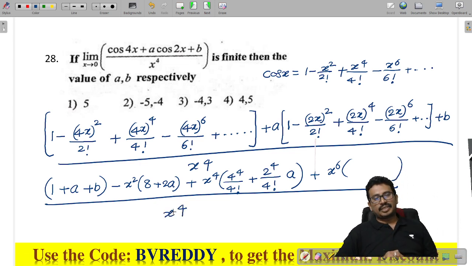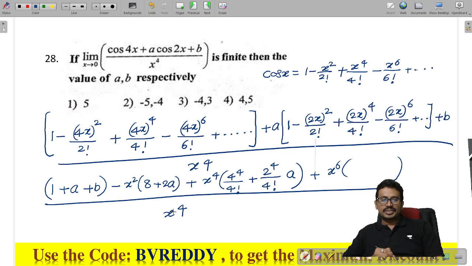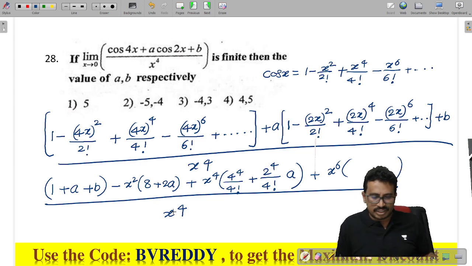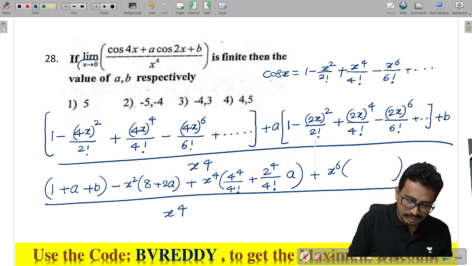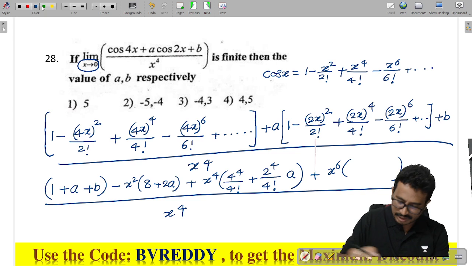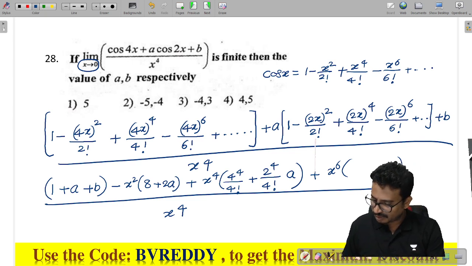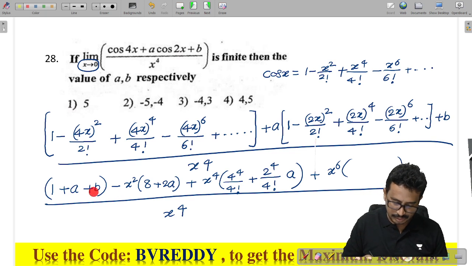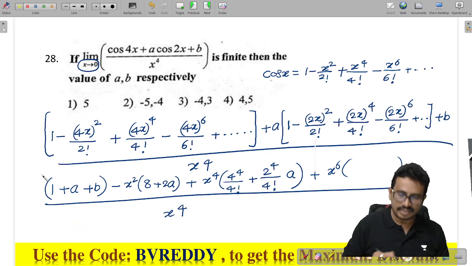Now they are saying that this term must be finite. What they are saying is this term must be finite. The reason is, if you see carefully here, the limit x tending to 0. Here this is a constant term. Here this is a constant term, right? So if I replace x with 0, this term will become infinite.